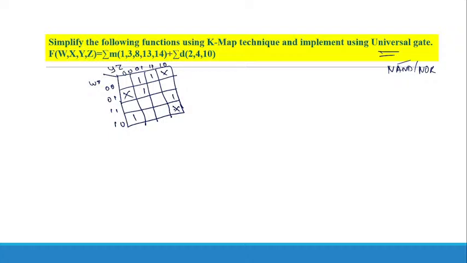Always with the don't care, give importance to the minterms. So here how many minterms are there? Only 0, 1, 2, 3, 4, 5, 5 is, no. So this is not there, sorry.